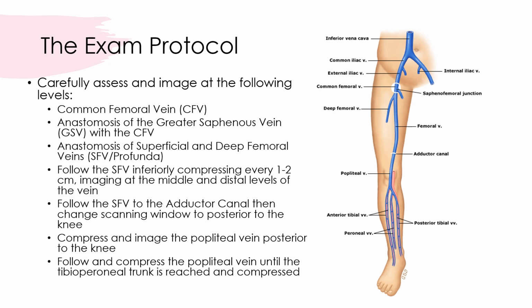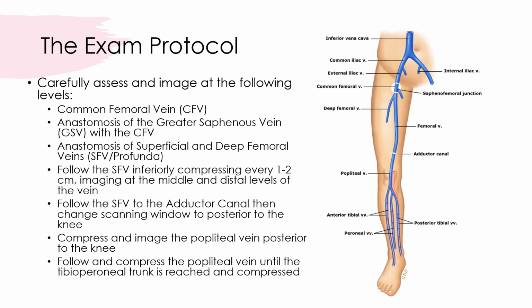You're going to compress the image the popliteal vein posterior to the knee, and then continue to follow and compress that popliteal until it reaches the tibioperoneal trunk. Now, while a traditional exam would go beyond that into the calf, most point-of-care ultrasound is ended at that region, because those veins in the calf are relatively small and unlikely to throw a major thrombus that would have a significant impact as a PE. So really quick review here.